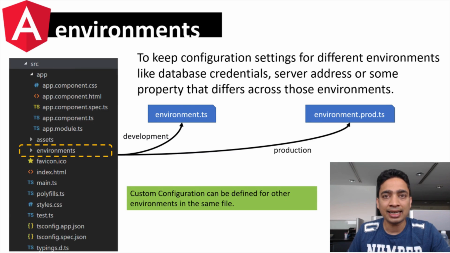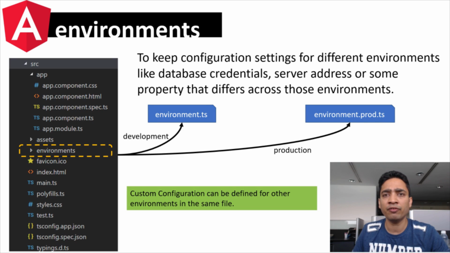Under the src folder, we have another folder called environments, which by default contains two configuration files: one called environment.ts, which is used for the development environment, and the other called environment.prod.ts, which is used for the production environment. What these environment files do is keep configuration settings which differ across environments. So maybe you will have database credentials or some server address or some properties that differ from one environment to another. Then you can use these different environment files to easily make the switch.